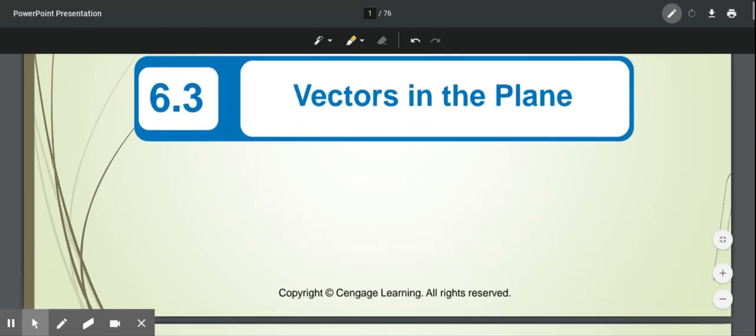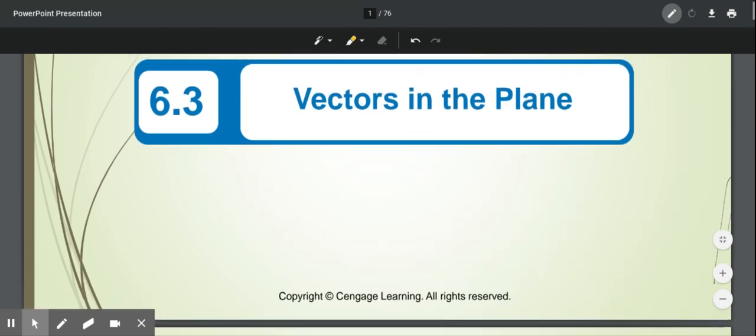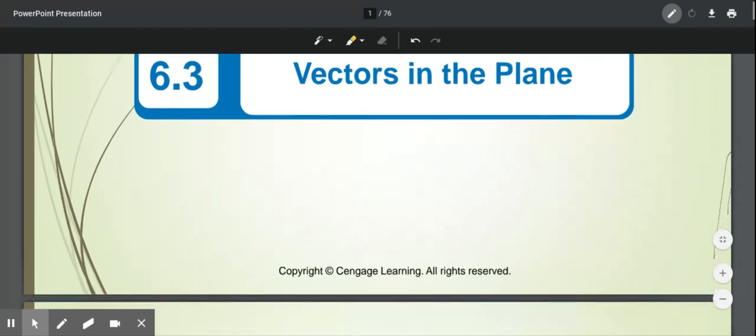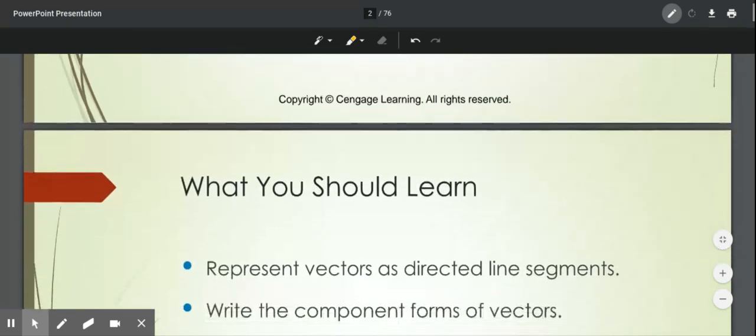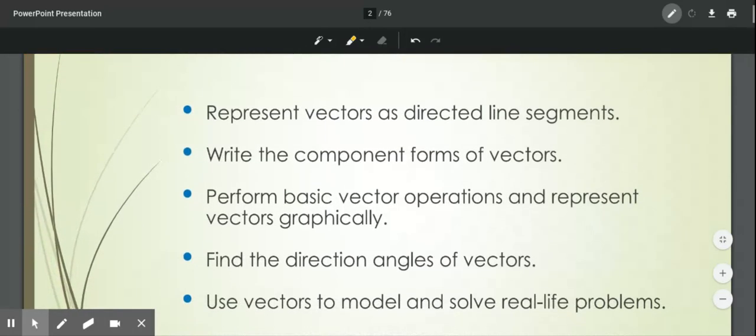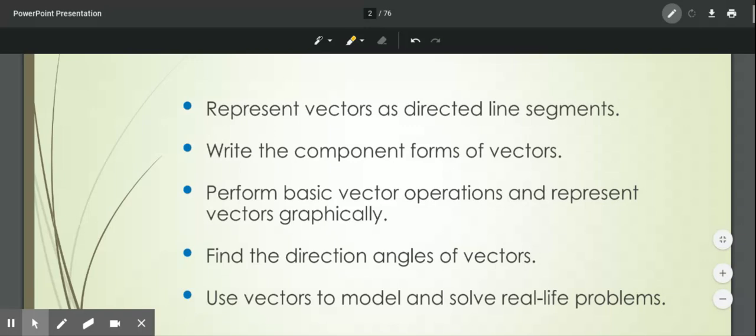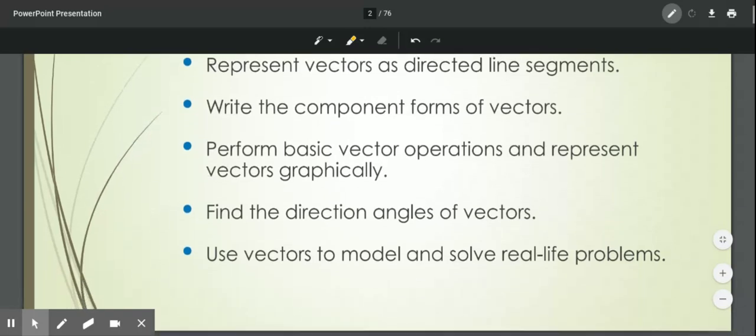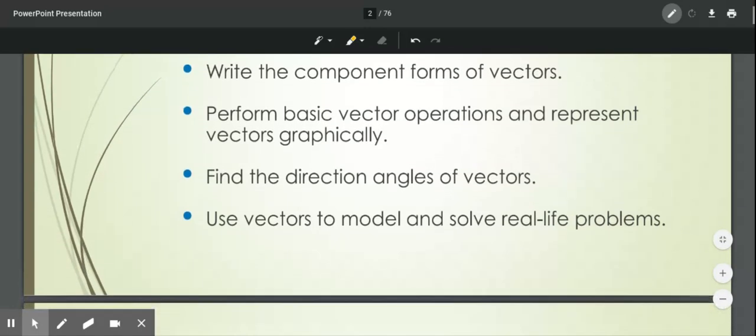All right, vectors. If you've been in physics, my guess is that you've already done some stuff with vectors. What we do in here is really basic stuff with vectors, just starting to talk about them and learn about what they are. In general, we're going to look at representing vectors as directed line segments, the component form of a vector, perform basic vector operations, find the directional angles, and then solve real life problems. So think about what problems you have, and we'll probably apply a vector to it.